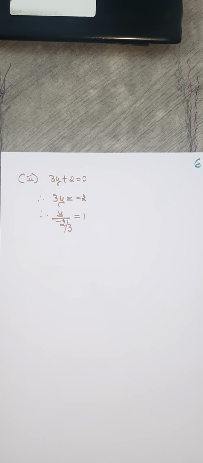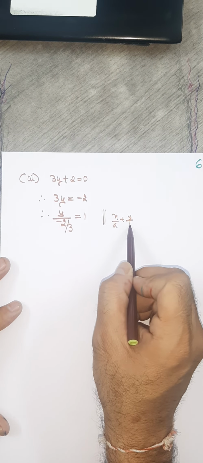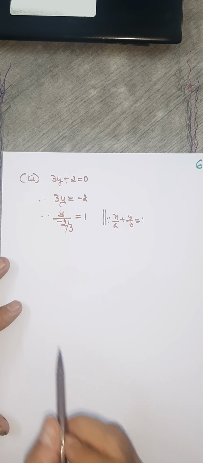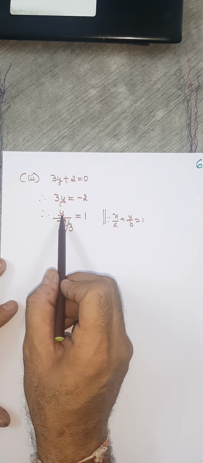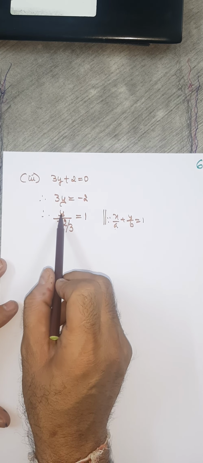Got it? What did I do? Is this clear to you? I've tried to express it in the form x upon a plus y upon b equals to 1. Now here, it's quite obvious that the x term is not present.